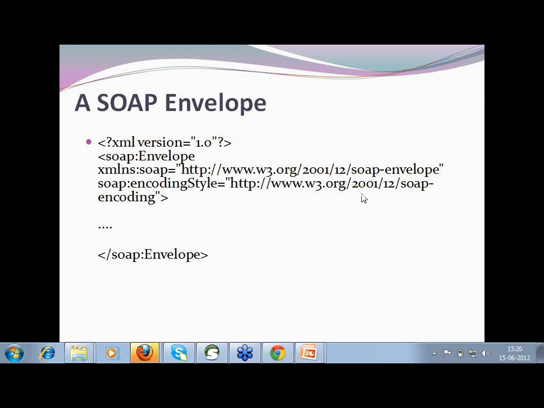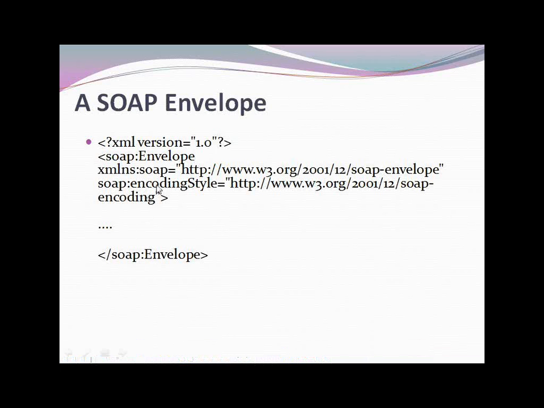There are a few parameters we must be aware of, what to use and what not to use. In case of SOAP parameters, this is the SOAP envelope. We must have this parameter, and the SOAP encoding parameter, in your SOAP envelope. And then this is the encoding style. It tells you what the document type will be.